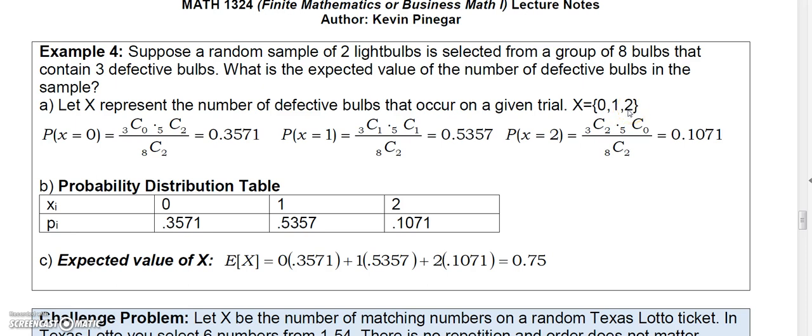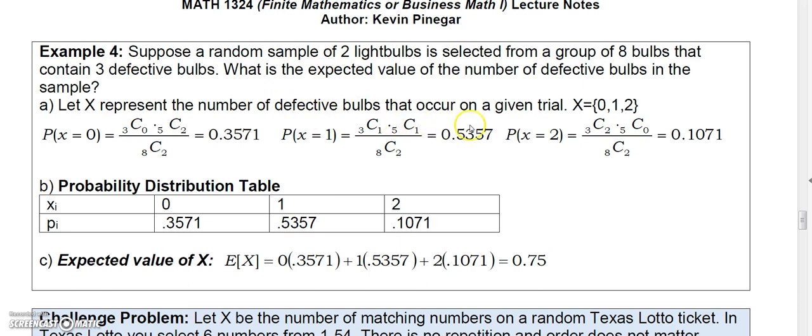Now let me just present you with a situation. Suppose I only had 1 defective bulb in these 8. Well, then I couldn't even go as high as 2, because even though I'm taking a sample of 2, I could only get as high as 1 defective bulb. So you have to pay attention to the numbers that you have, not only the number you're sampling, but also the number of items that are in the sample.